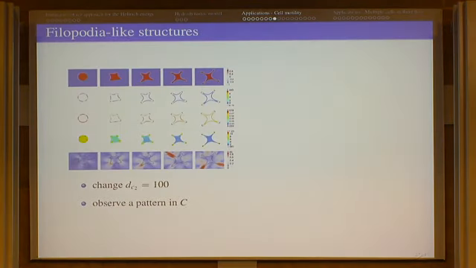And of course, we can change parameters within our GTPase network. For example, if we increase the diffusion coefficient of C2, then we can create different patterns, and with these different patterns we are maybe able to describe not a crawling cell, but a cell which tries to build these filopodia-like structures.